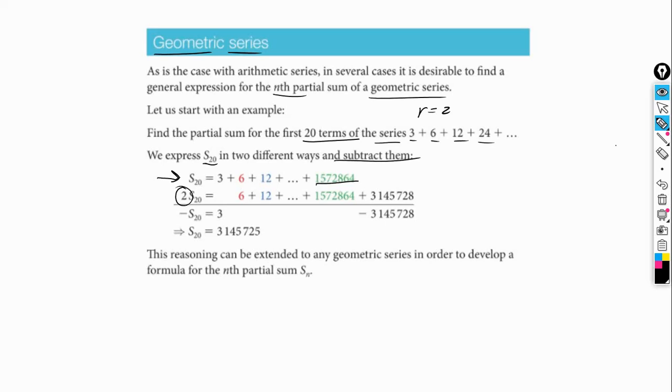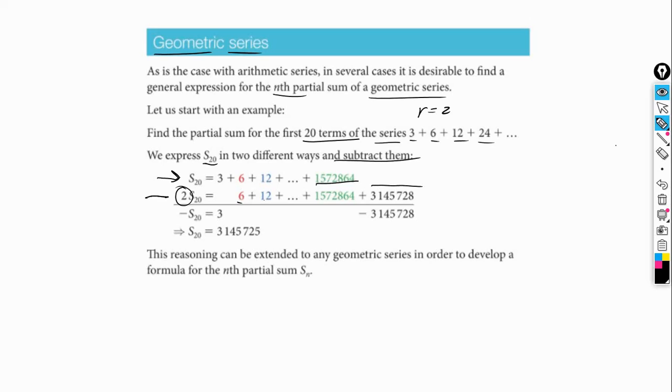Well, we would get the second term first, right? 6, because 2 times 3 is 6. Then we would get 12. And we would get the same ones repeated except for the last one, which would be 2 times the last term. Now we subtract them.